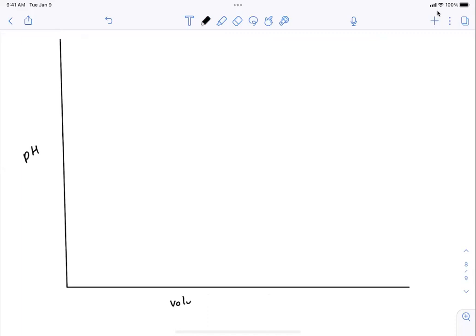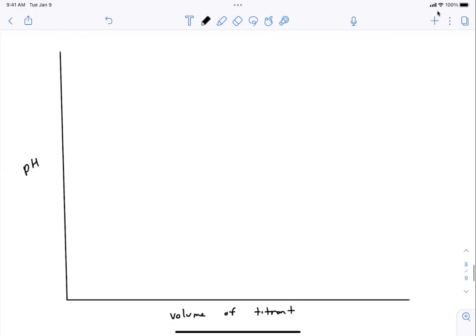Because we're going to label all the parts of the titration curve on here, so it's going to get a little kind of cluttered. Okay. So a titration curve has pH versus volume of titrant here, okay? Titrant is what you know the concentration of and what you're adding to your solution. Analyte is your unknown concentration.